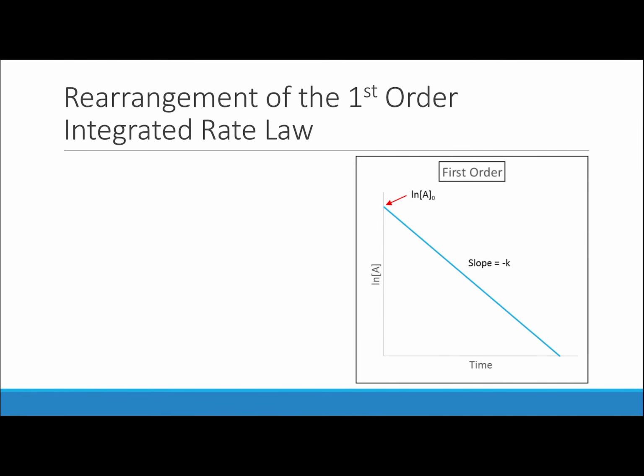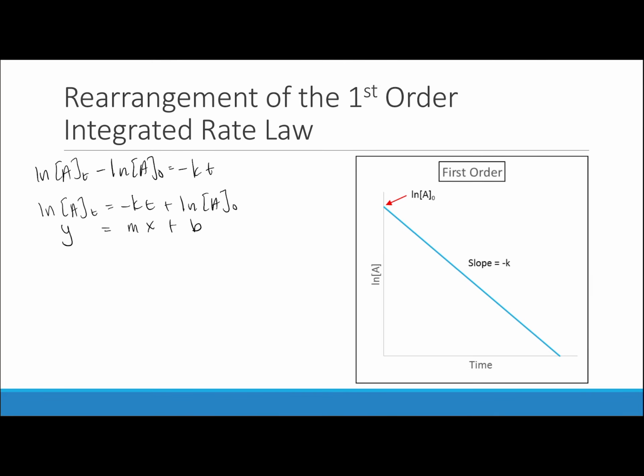Now, next thing we want to look at is what happens as we rearrange our first order process. So if we look at ln A_t minus ln A naught, our integrated rate law, if we rearrange this, we can get something that looks like this. Okay, and hopefully what you guys see here is a y equals mx plus b. So this is how we would actually graph our integrated rate law.